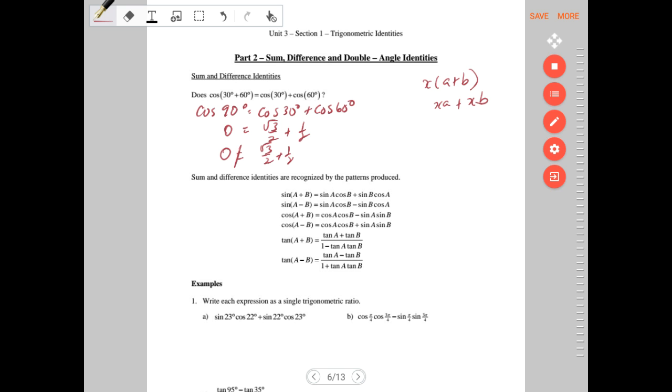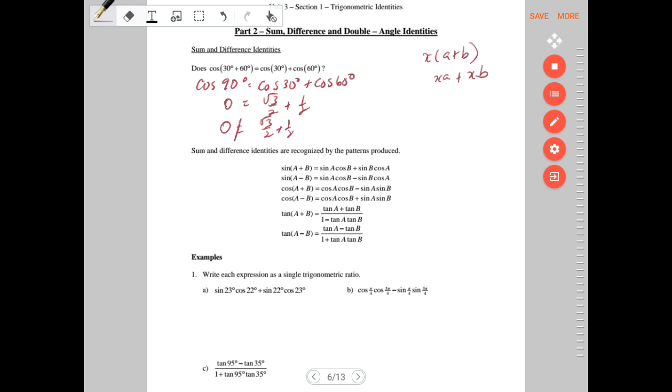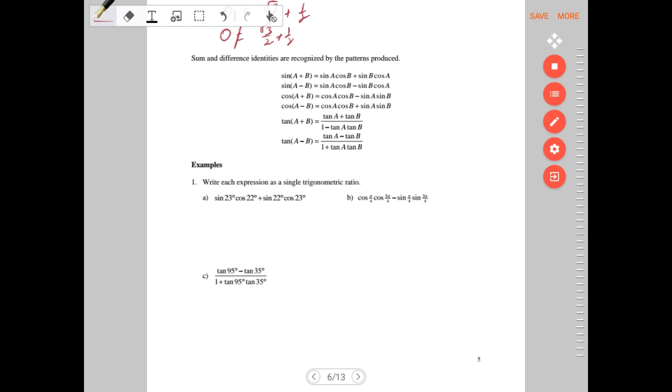But there's a pattern that does work, and you can see them here listed. Sum and difference identities are recognized by the patterns produced. So sine of (a plus b) is equal to sine a cos b plus sine b cos a. So if you recognize the pattern, it's a sine cos and a cos sine, or vice versa. And again, for a plus b, it's sine cos plus sine cos. Sine of (a minus b) has the same pattern, but the subtraction sign is between them.